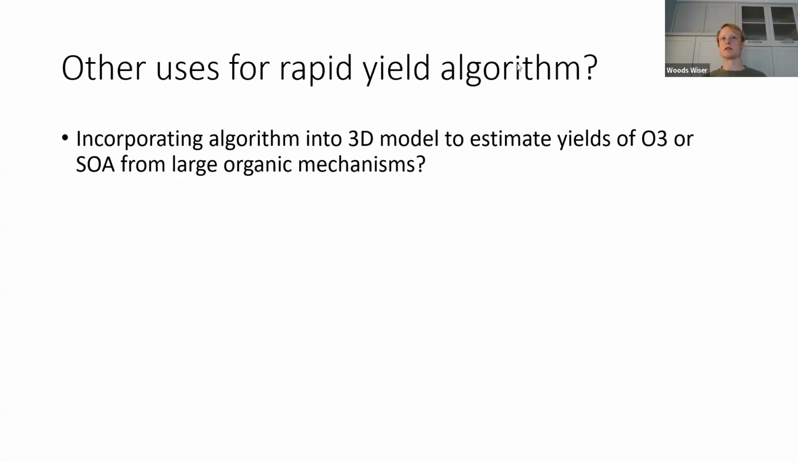And that might allow you to quickly do some calculations for really quite large mechanisms that you would otherwise be prohibited from using because they're too big. Like if you wanted to model the specifics of alpha pinene, but you don't have the time to run an 800 species alpha pinene mechanism, but you might have the time to just quickly calculate the yields from alpha pinene.